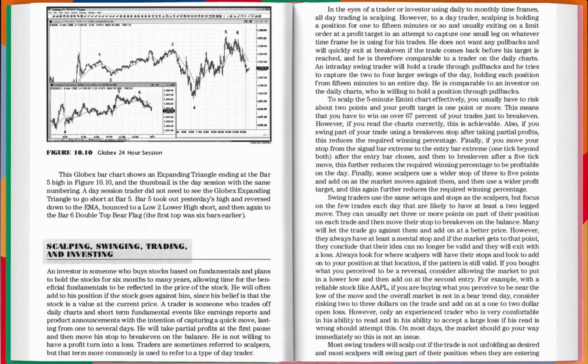Always look for where scalpers will have their stops and look to add on to your position at that location, if the pattern is still valid. If you bought what you perceive to be a reversal, consider allowing the market to put in a lower low and then add on at the second entry.